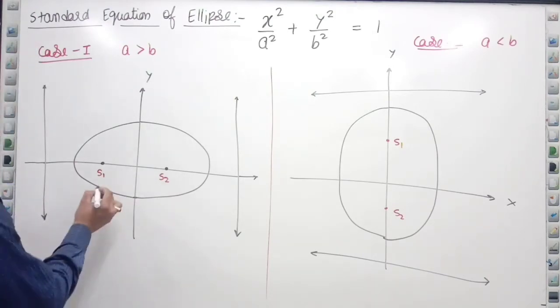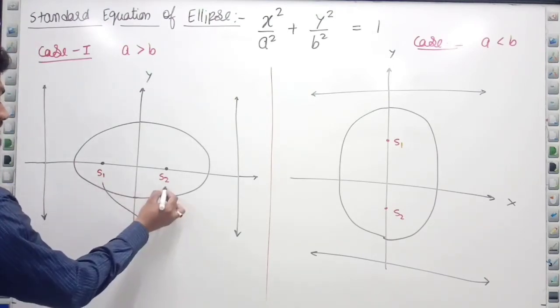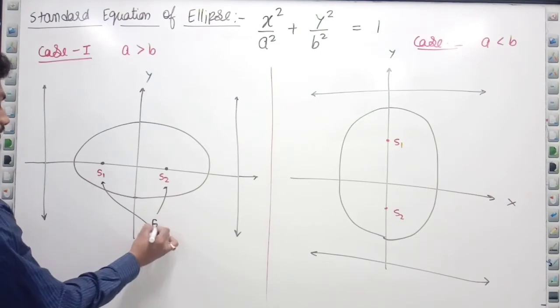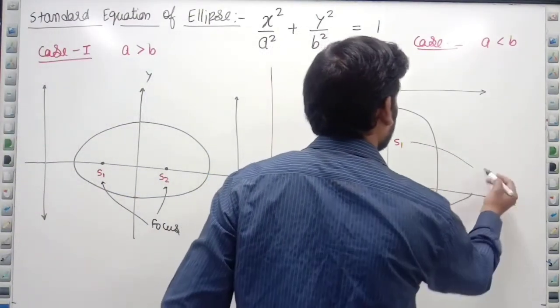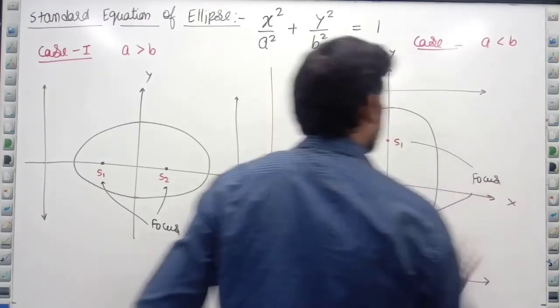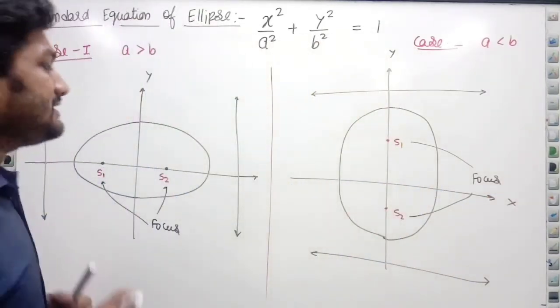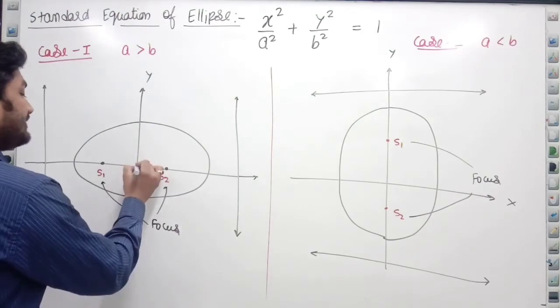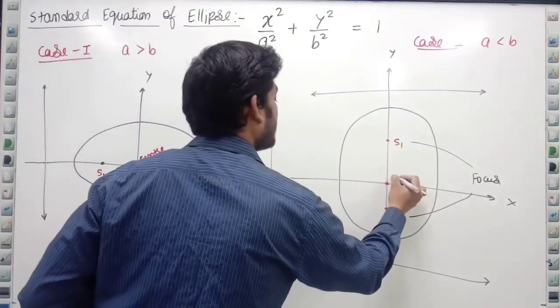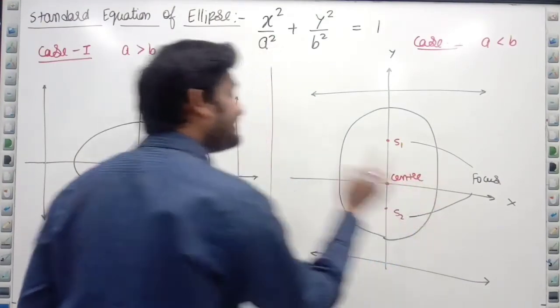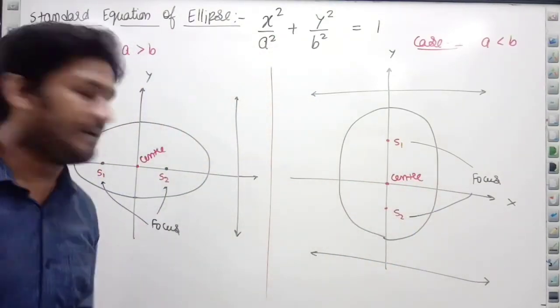Now the main terminology I am discussing here: as I have already told, the two fixed points are called focus. Here also, this is the focus. The midpoint of the focus is called center. In this standard case, the center is the origin.